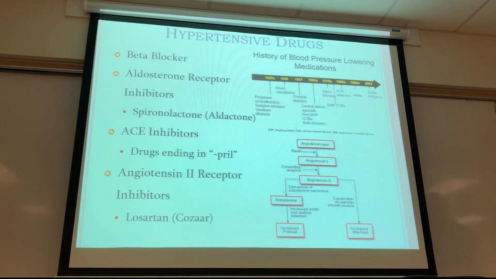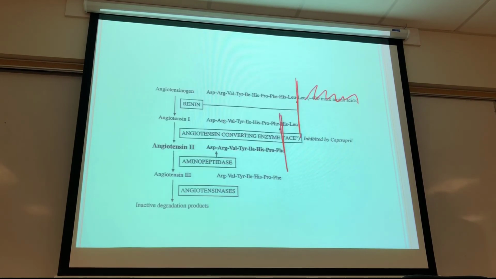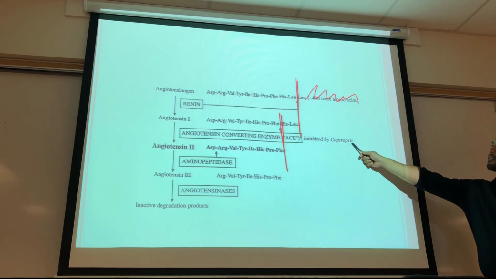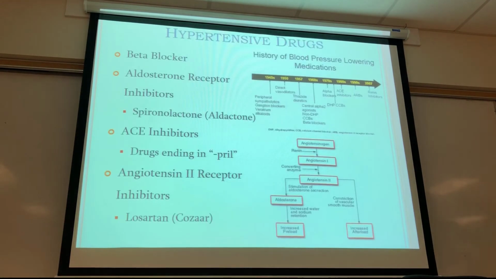Other drugs involve ACE inhibitors. Any drugs that end in PRIL, captopril. You'll see other drugs like lisinopril. Lisinopril is another one. Did I hear another one? Okay. Enalapril. These types of drugs will inhibit those enzymes.